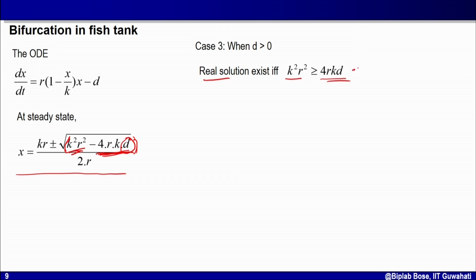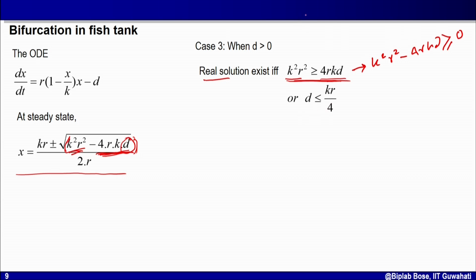So this will give me that k square r square minus 4r kd is greater than 0, or greater equal to 0. I cannot have a negative value there, otherwise I will not get a real solution. So if I rearrange this inequality, then what we get is that d is less equal to kr by 4.